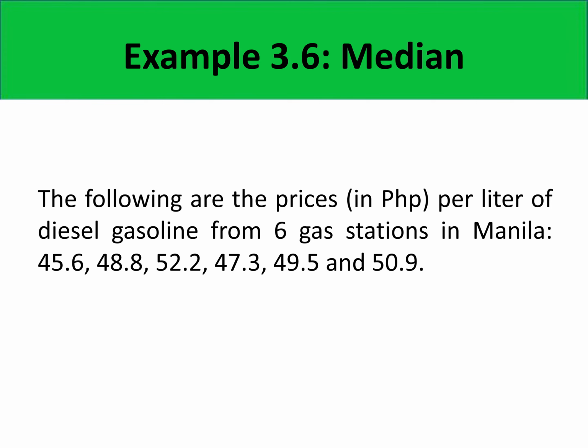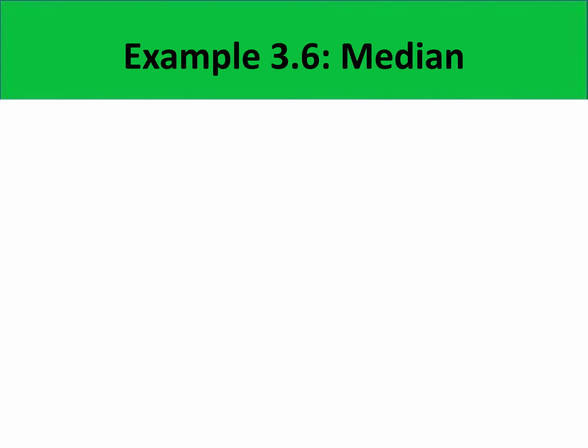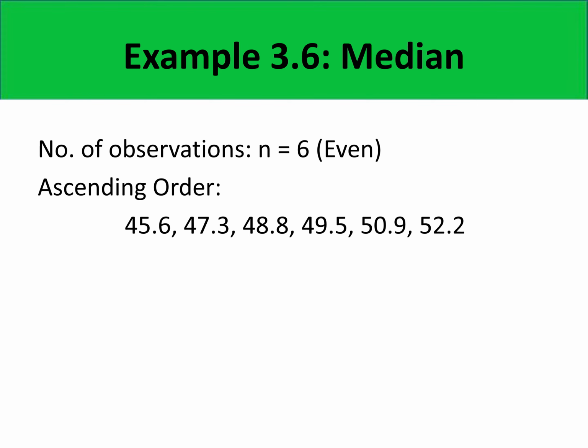Let's have a second example. The following are the prices in pesos per liter of diesel gasoline from 6 gas stations in Manila. The number of observations in the given dataset is 6. Arranging the dataset in increasing order, we get the following.